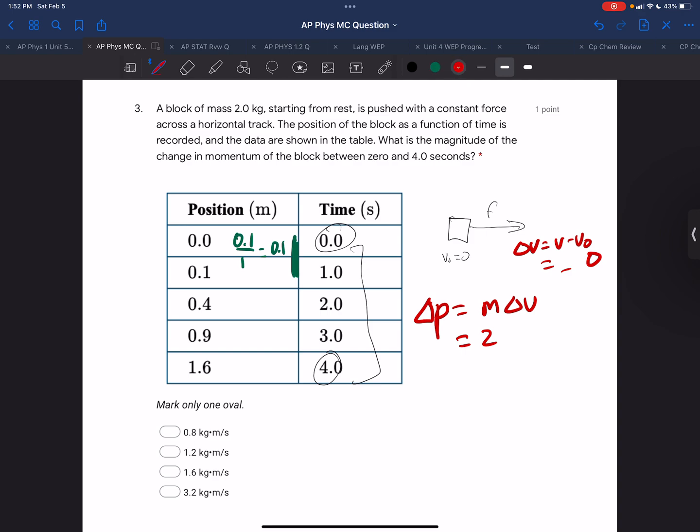And in this interval of time, we have a change in position of 0.3 that occurs over 1 second. So that new velocity is 0.3. And the interval here, we have 0.5 over 1 second. So the velocity is 0.5. And we have 1.9 to 0.6, which is 0.7 over 1. So 0.7 meters per second.